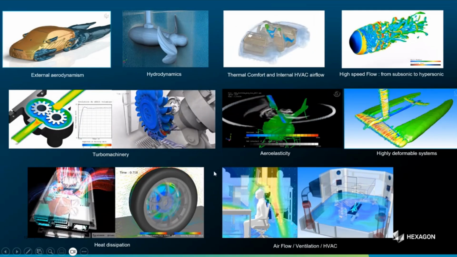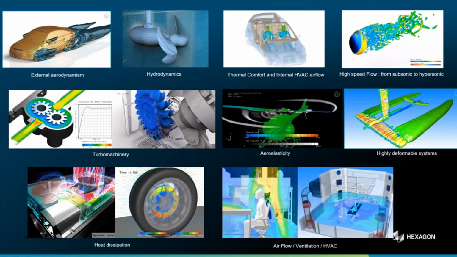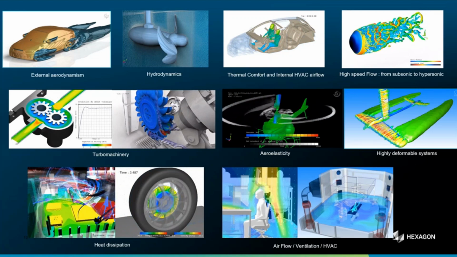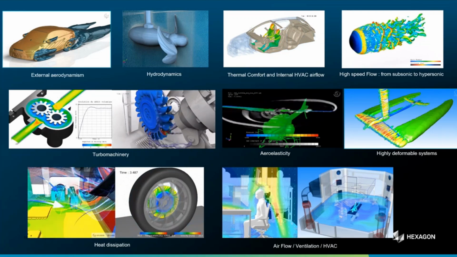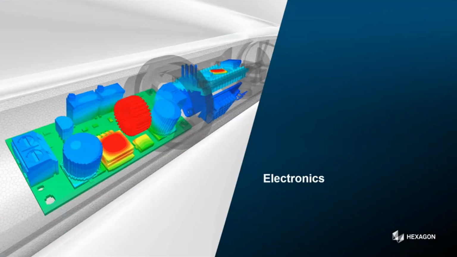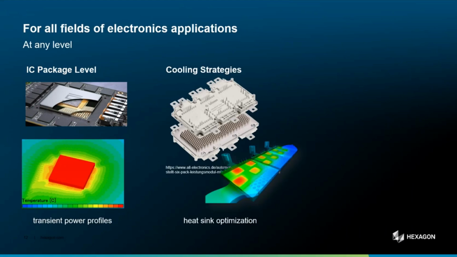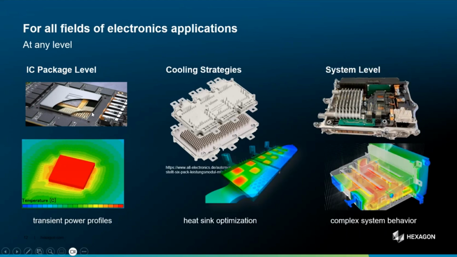So, as I said, CFD is a wide topic. There are multitudes of applications that can be addressed here. I will try to show you a few of them, and what we can bring in addition. First of them, electronics. Electronics can be at different levels. It can be at the package level, or at the system level, to be sure that you will be using the best cooling strategy. Will it be with fans? Will it be with cooling water jackets, and so on?